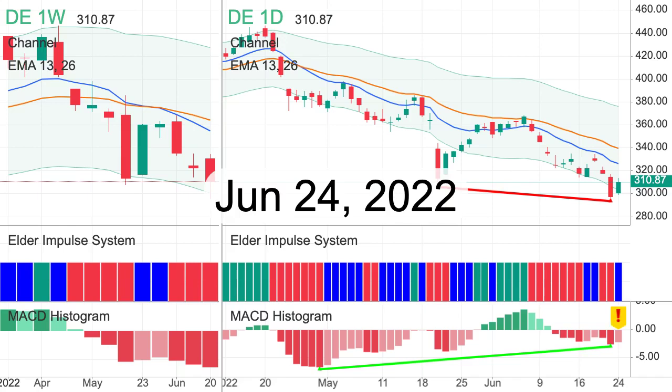There is a first light bar on the histogram. Now it's time to find an entry point. It is recommended to wait for a blue or green bar on an Elder impulse system.